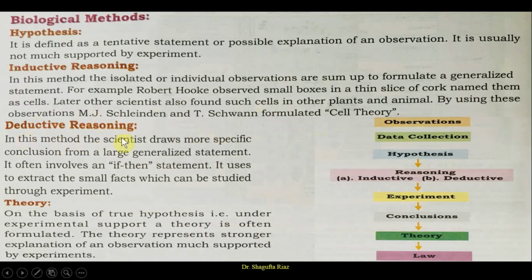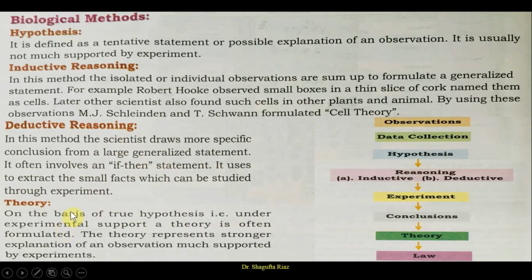And what is deductive reasoning? In this method, the scientist draws a more specific conclusion by eliminating all the irrelevant reasons. They conclude and form a generalized statement, right? And it should involve if or then. It is used to extract small facts which can be studied through experiment. It is basically the narrowing down of the different hypotheses, right?